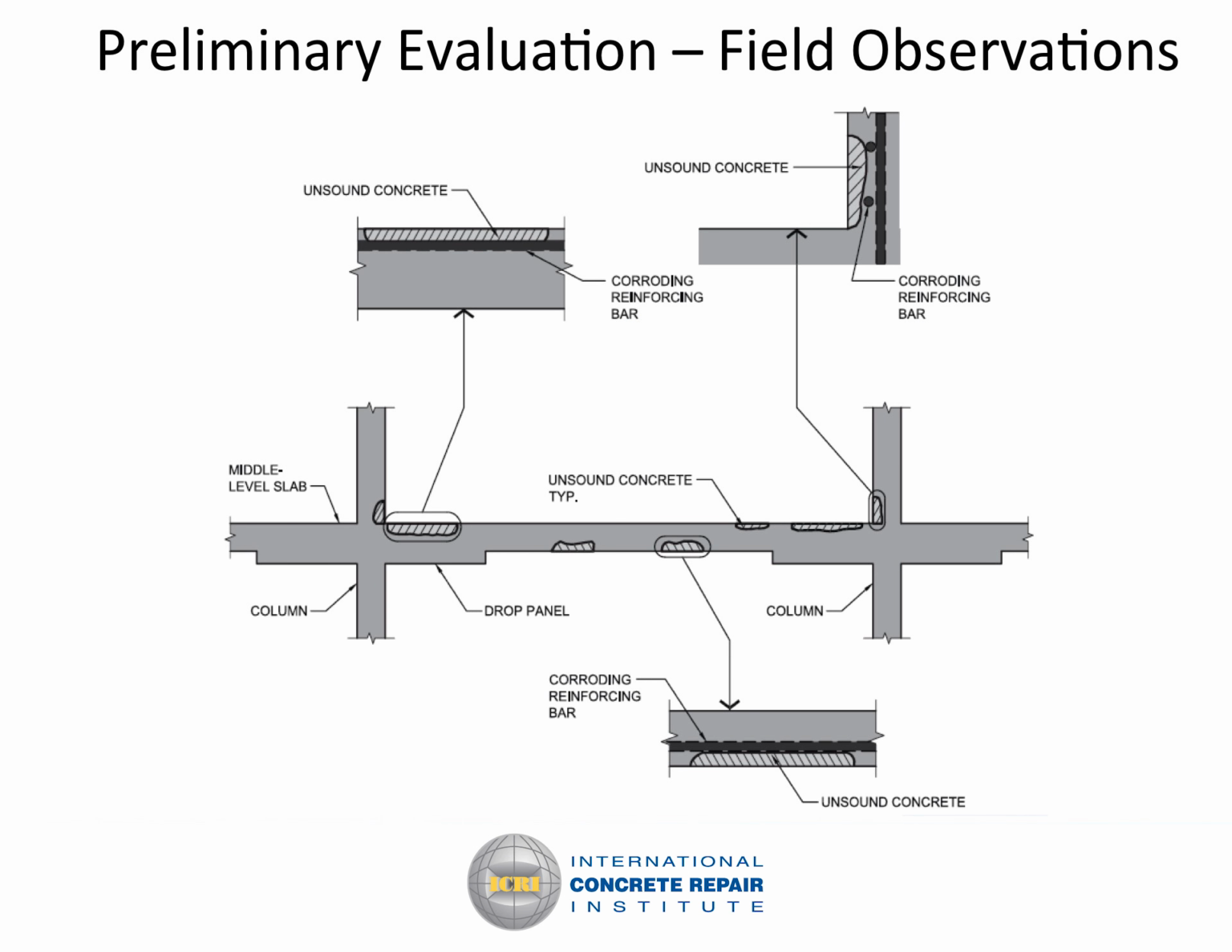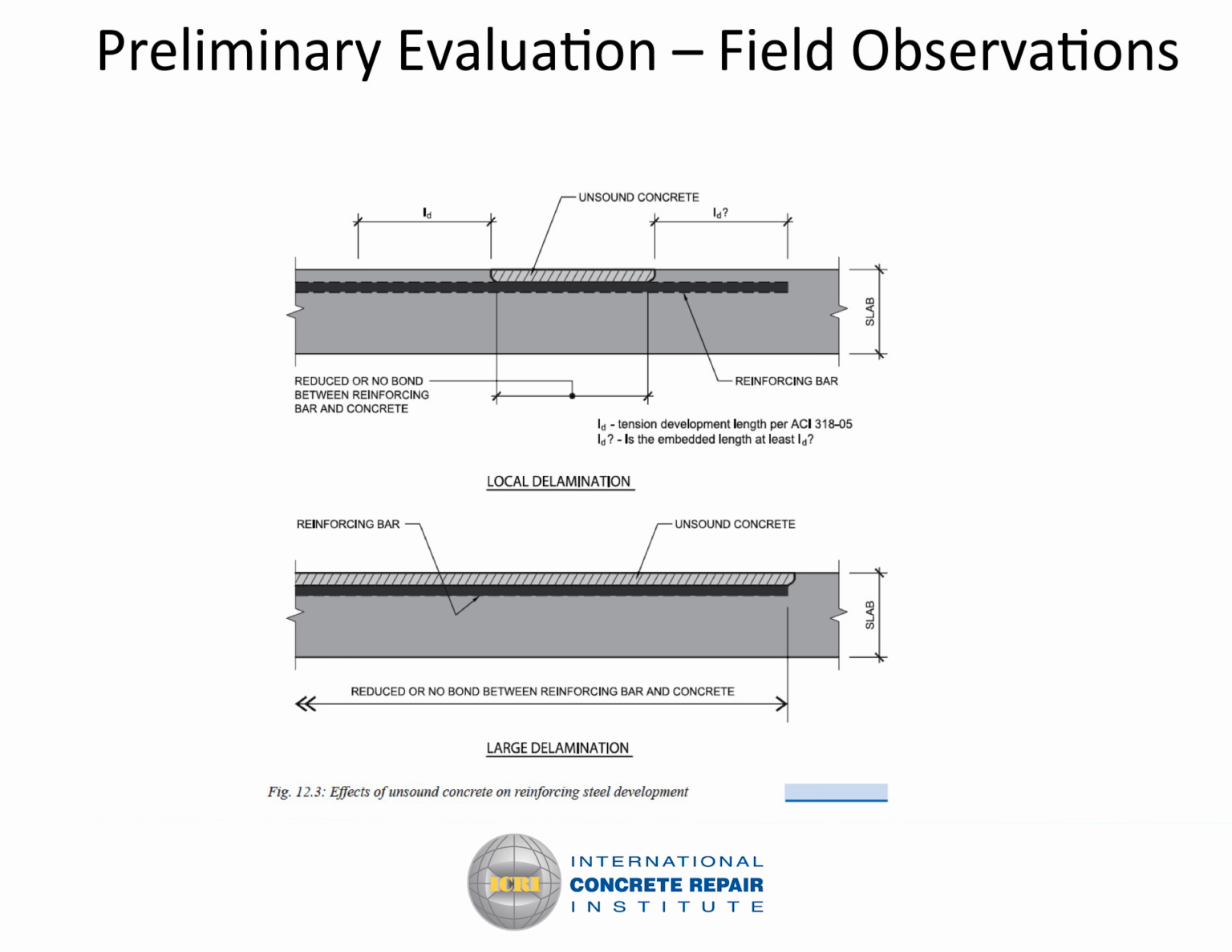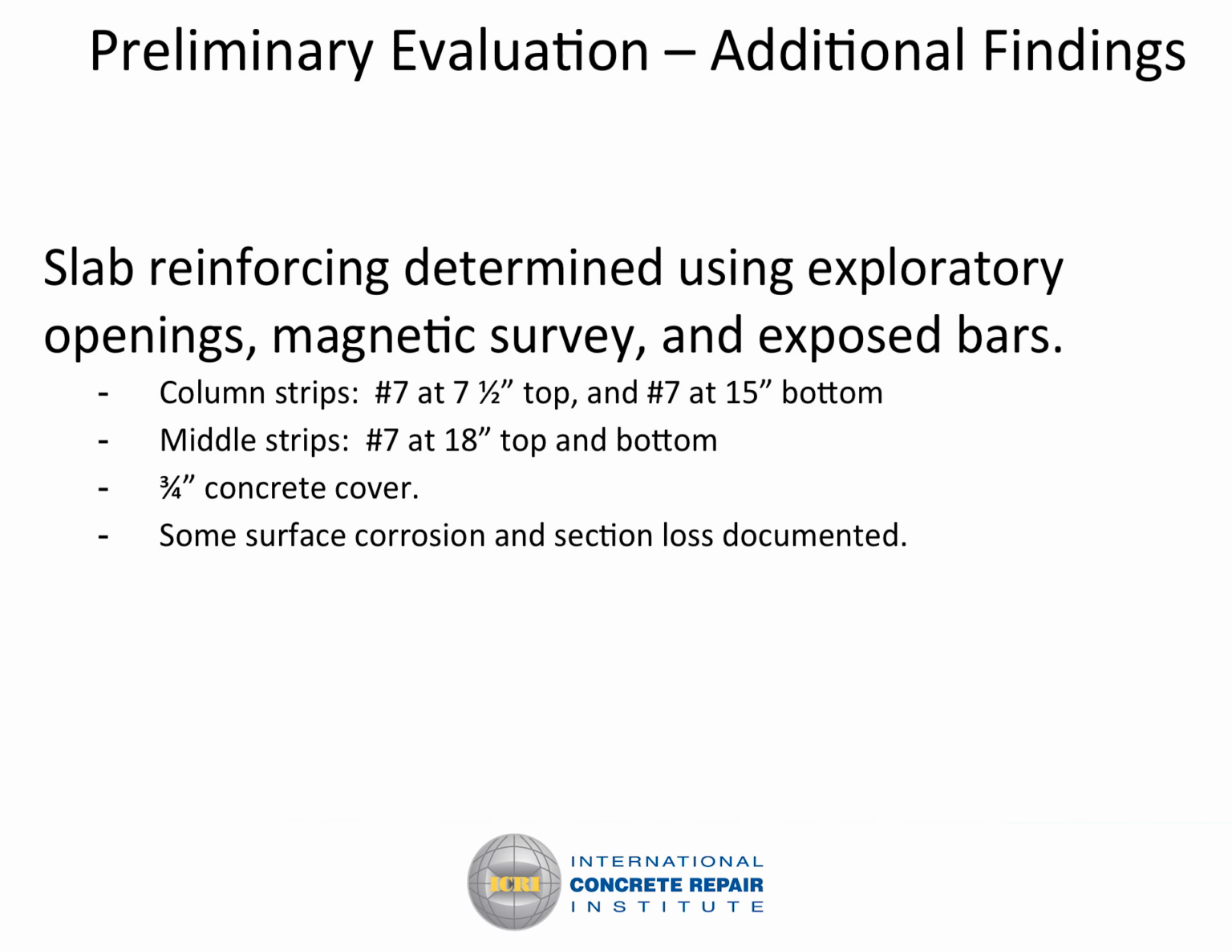Is still engaged and still providing capacity. So, in this case up here where you have maybe a partial delamination, if that bar is still fully developed back here, you could make an argument that that bar is still fully engaged and providing capacity. With larger delaminations or delamination near the end of the bar, you may not have development length. So, you'll see where that comes into play as part of the analysis.